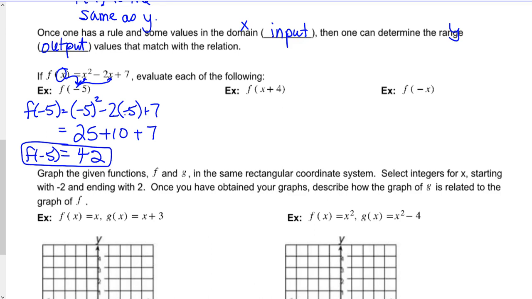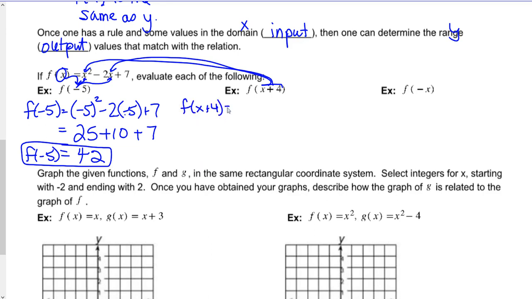Now, if I wanted to plot that, the point would be the point -5, 42. This is a y value, this is my x value, my input and my output, okay? Now, what if I have something that looks like this? Well, instead of a number, now I have an expression. The idea is exactly the same. Whatever is inside here, I'm going to throw into wherever I see an x value in my function. We're going to evaluate at x plus 4 is what we say in that sense.